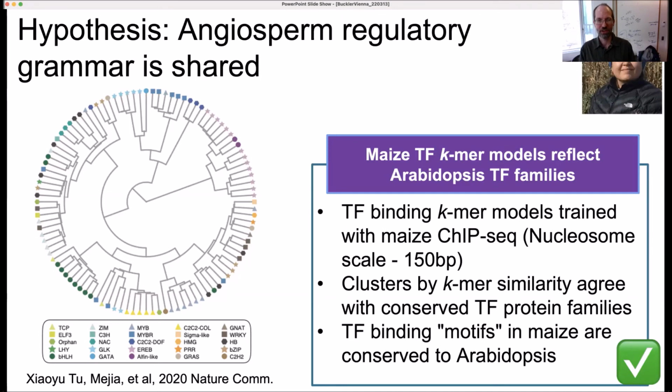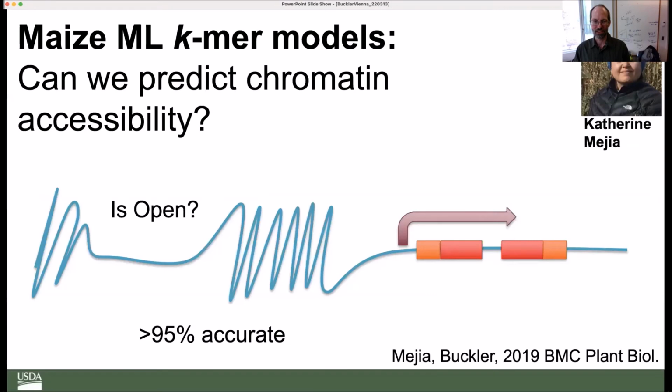And that's what the tree on the left is showing: how these 100 and some different models cluster. And what you see is that those models are colored by their classification in Arabidopsis. So maize models essentially cluster and fall out in the same way that the known Arabidopsis transcription factor families fall out. This really does suggest that the Angiosperm regulatory grammar is pretty much the same and shared across these species, which have 130 million years of evolutionary time. So I think this is saying that we really need to just create one Angiosperm set of models to do a lot of these types of things.